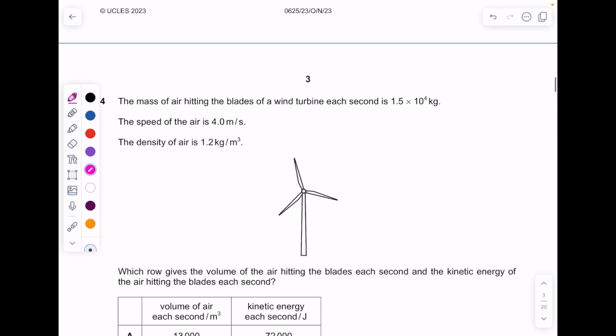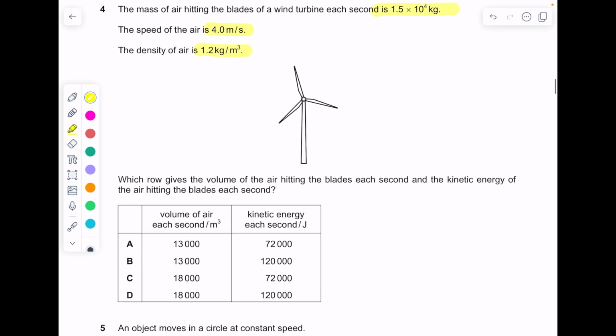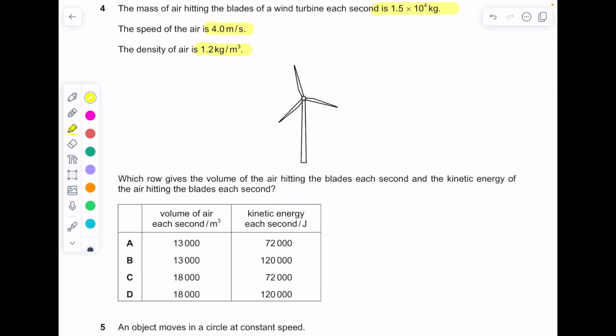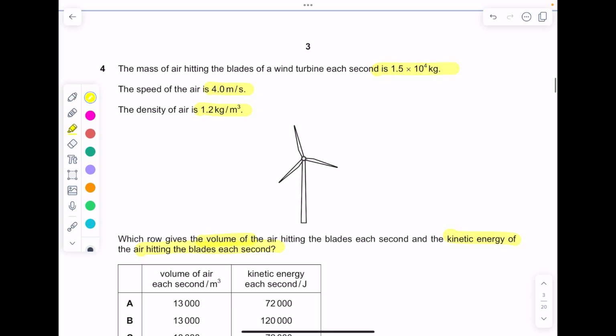The mass of air hitting the blades of a wind turbine each second is the following mass. The speed of air is this. The density of air is this. Which row gives the volume of air hitting the blades each second and the kinetic energy of the air hitting the blades each second? So we have mass, speed, density, we're after volume, as well as kinetic energy.